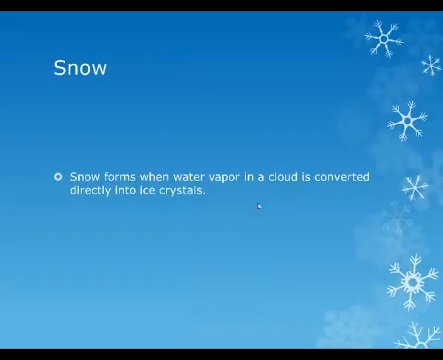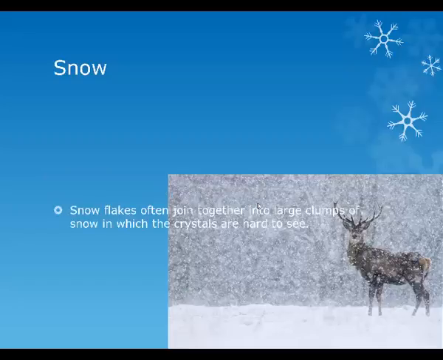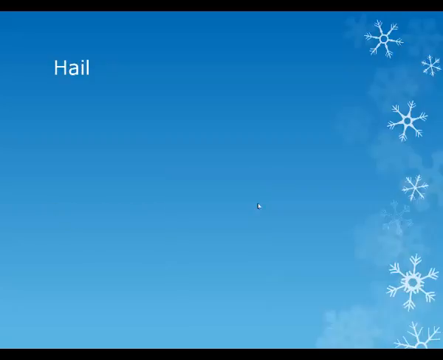Snow. Snow forms when water vapor in a cloud is converted directly into ice crystals. Snowflakes often join together into large clumps of snow, where the crystals are hard to see, but we get these very large clumps of snow where the crystals are all stuck together. And as, again, they become heavier and heavier, they eventually fall back down to the surface.